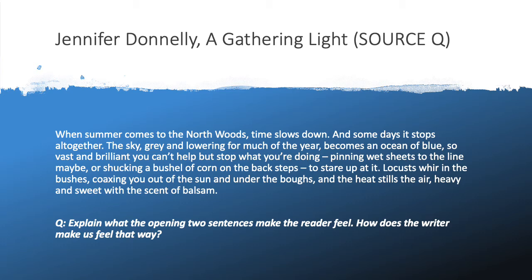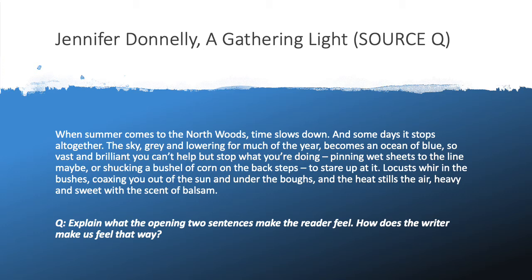So this first source is from Jennifer Donnelly's story, A Gathering Light. The extract reads, "When summer comes to the North Woods, time slows down, and some days it stops altogether. The sky, grey and lowering for much of the year, becomes an ocean of blue, so vast and brilliant you can't help but stop what you're doing. Pinning wet sheets to the line maybe, or shucking a bushel of corn on the back steps to stare up at it. Locusts whir in the bushes, coaxing you out of the sun and under the boughs, and the heat stills the air, heavy and sweet with the scent of balsam."